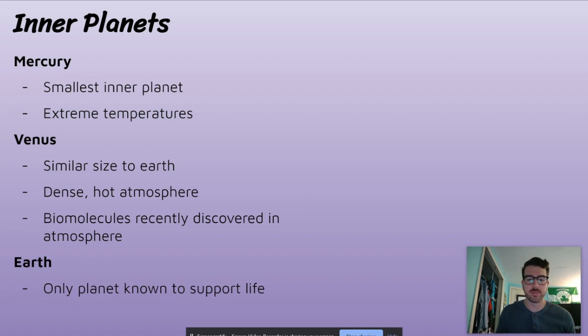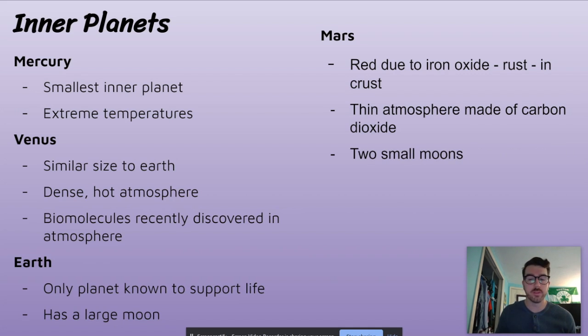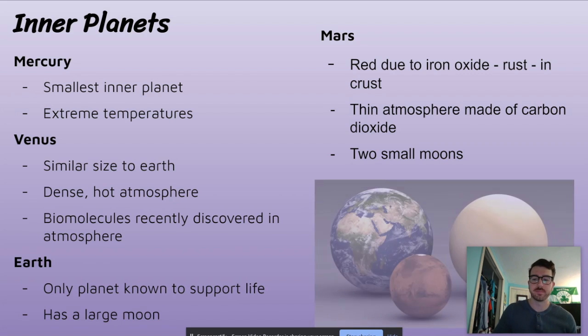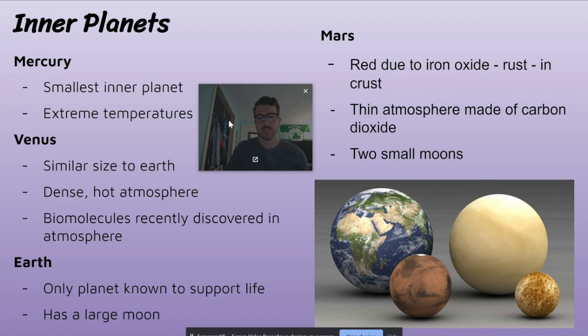Earth, obviously we're very familiar with Earth, the only planet known to support life, and we have a very large moon. Mars, which is the final inner planet, is red due to its iron oxide crust. Iron oxide is rust. It has a thin atmosphere made of carbon dioxide, and it actually has 2 very small moons. And here, I'll move my head again. Here are the 4 inner planets.